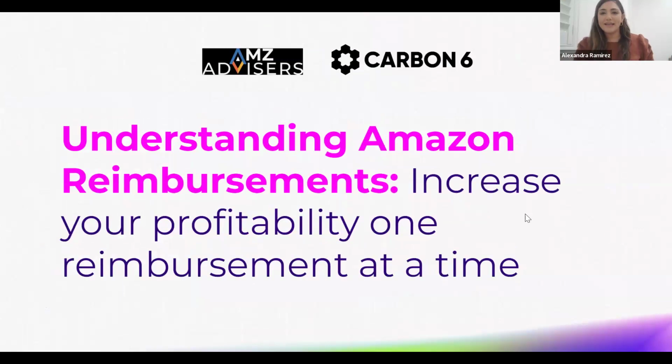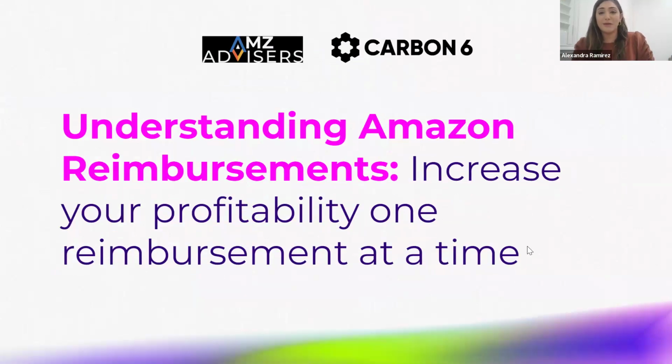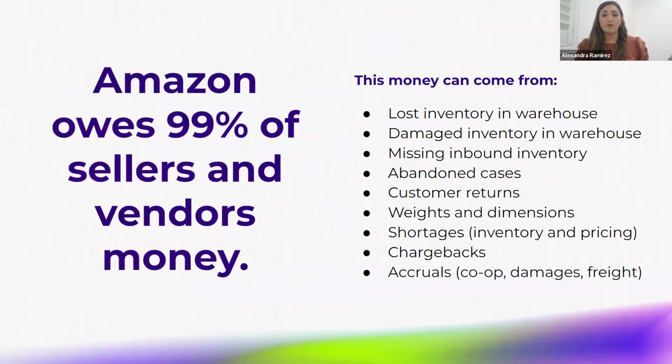Hi, everyone. I'm Alexandra Ramirez at Carbon 6. I'm the Director of Strategic Partnerships, and wanted to talk today about something that is really a big pain point for everyone that is an Amazon seller. We know that there are so many discrepancies with Amazon, and how much money is actually owed to sellers today is much larger than a lot of people realize. 99% of Amazon sellers are actually owed money for so many different categories. Specifically on the right, you can see how many categories there are as to why, but the main ones that we usually see are lost inventory in the warehouse and damaged inventory, as well as missing inbound.